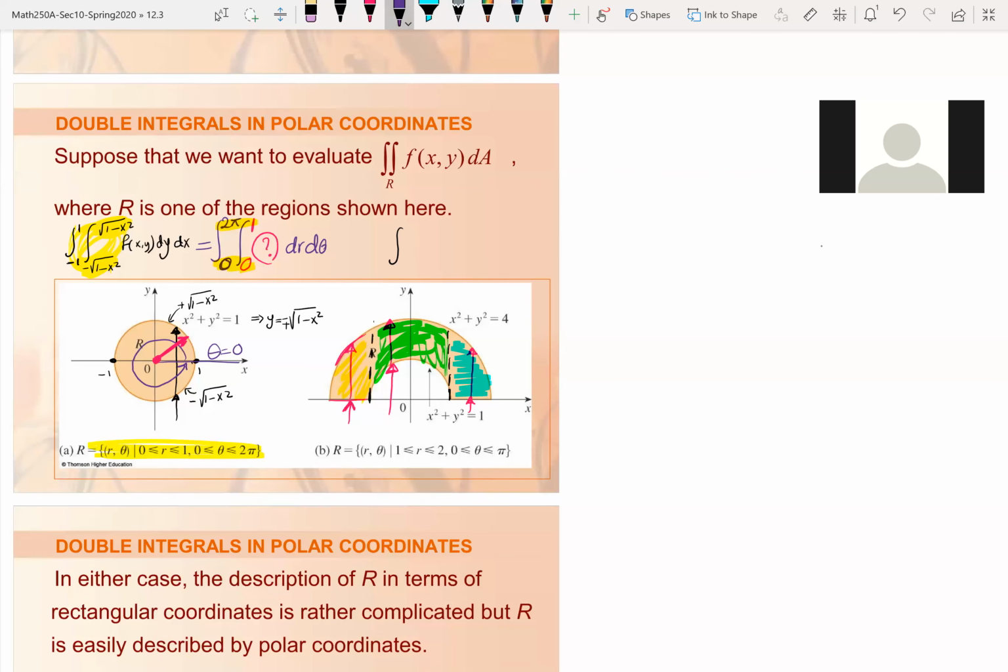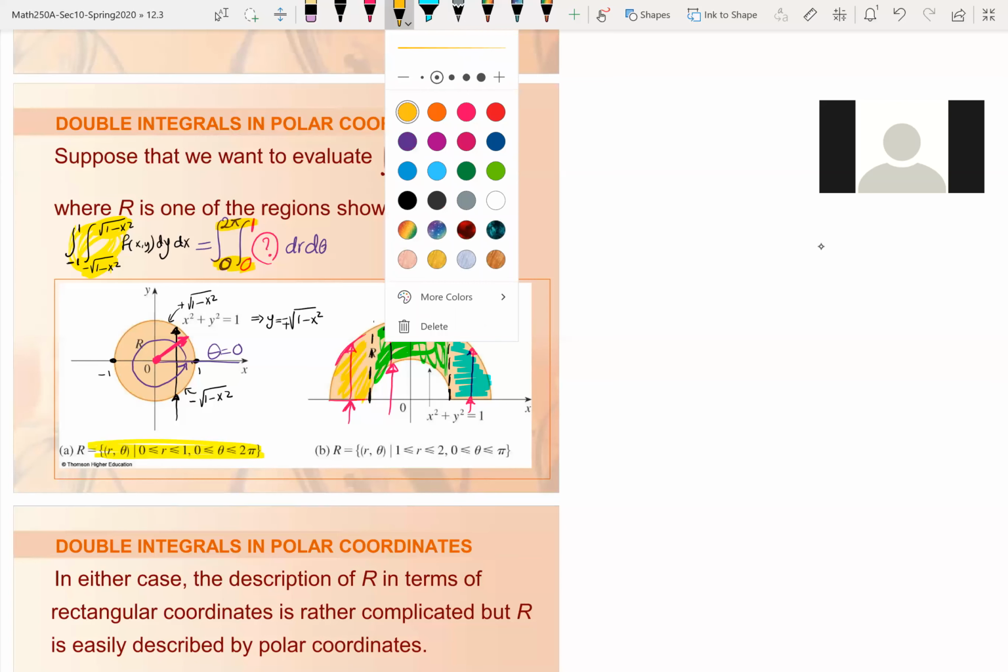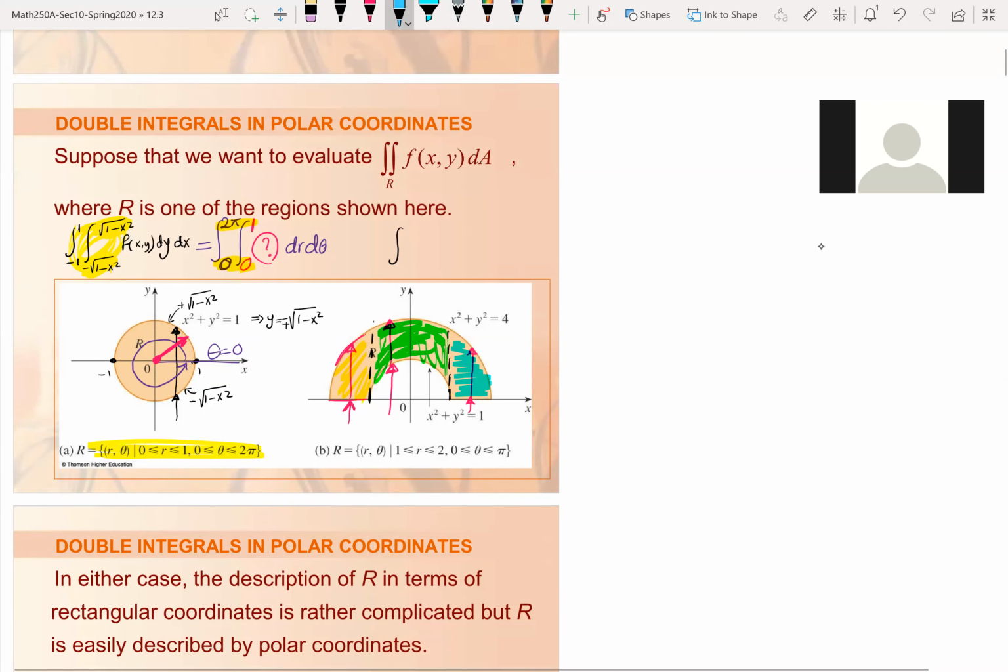I have to use a different color because I used the pink. So that means moving once from here all the way to here, right? So this is just really how your angles are in the unit circle. So moving all the way from here gives you from 0 to pi, because that's the limits of the angle for the d theta.